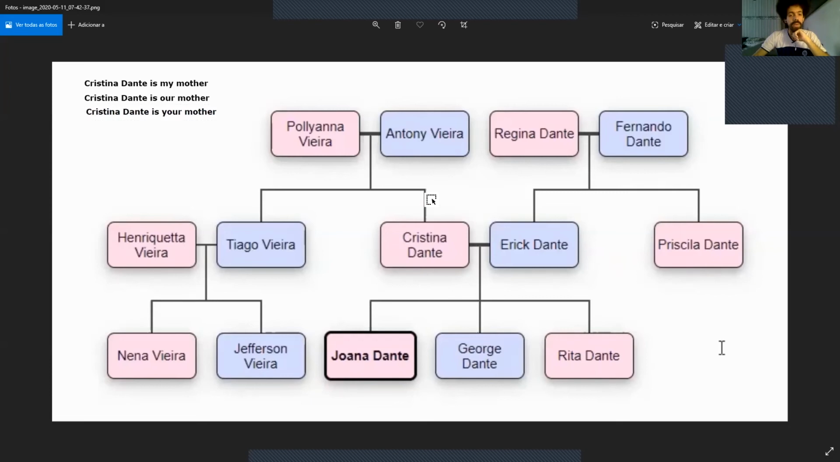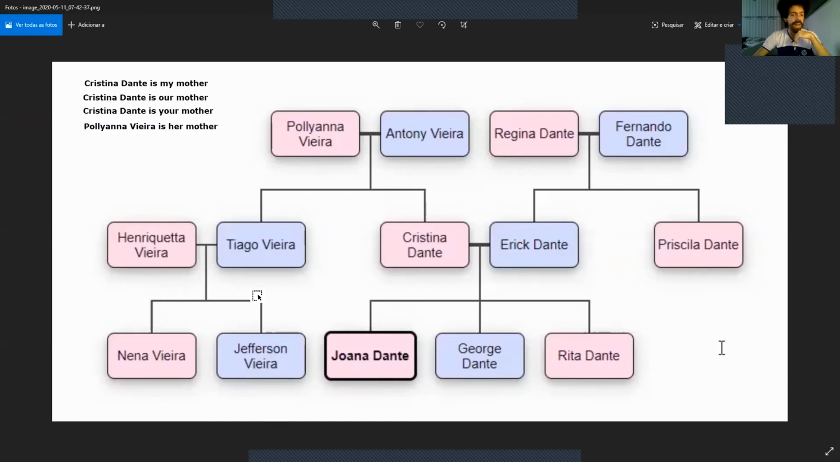If we're talking about Christina Dante's parents, our grandparents, se a gente for falar da nossa mãe, a gente for falar dela, we're gonna use she, right? Let's think about Poliana Vieira, which is our mother's mother. Vendo pela visão de Cristina, falando dela e pensando na mãe dela, that would be Poliana Vieira is her mother. Who is her here? Is Cristina, our mother or my mother, like we're doing here.